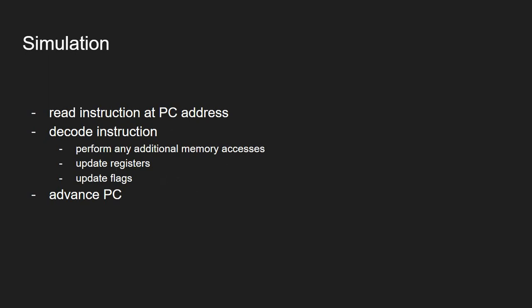And finally, after executing the instruction, we need to advance the program counter. This means incrementing the program counter by the number of bytes in the instruction, which can be 1, 2, or 3. Or in special cases like jump instructions or procedure calls and so on, the program counter would receive an entirely different address.